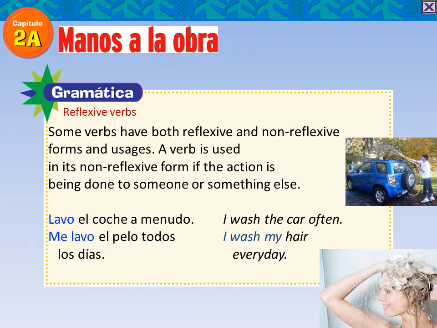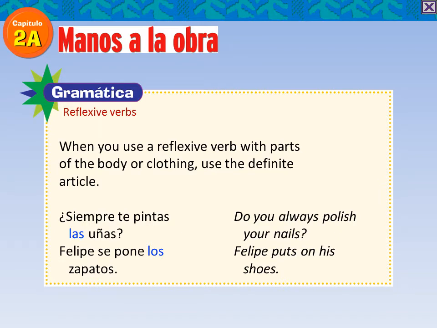So by putting the me in front, it makes it clear that the action is being done to you. So if we had a situation where we were saying you are washing your hands, it'd be te lavas. It needs to change slightly to express that we're talking to someone. So just having that word in front shows that you're doing it to yourself. And when you use a reflexive verb with parts of the body or clothing, we're using the definite article.